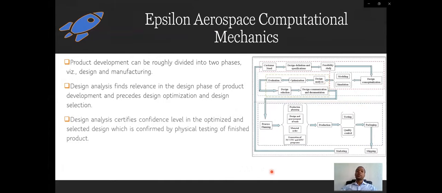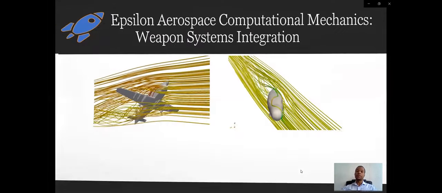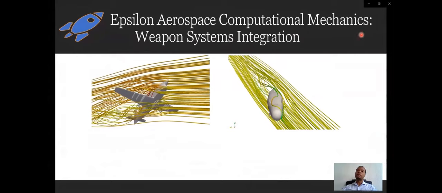Design analysis is important because it certifies confidence level in the optimized and selected design, which is, of course, confirmed by physical testing of the finished product. Now, the quality of the results obtained in design analysis is directly related to the quality of the conducted analysis and the analysis tools that are used. I'll briefly outline some work which has been done under the Aerospace Computational Mechanics Research Program.